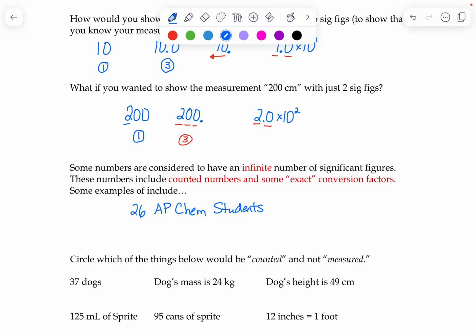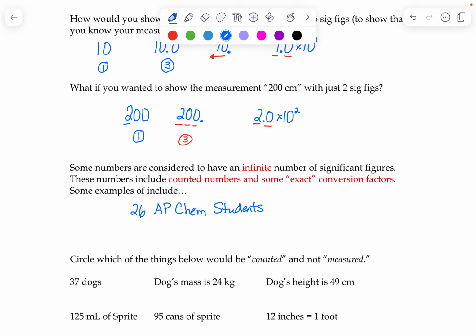If you hand a 5-year-old a ruler, that's a measurement, and they would be a little bit confused by that, right? So counted versus measured numbers. Counted, it's not 25.999 AP chemistry students, and it's not 26.0001 of you. It's 26 on the nose. We just don't write 26.00000000 until our hand falls off because, well, that would be absurd, right?